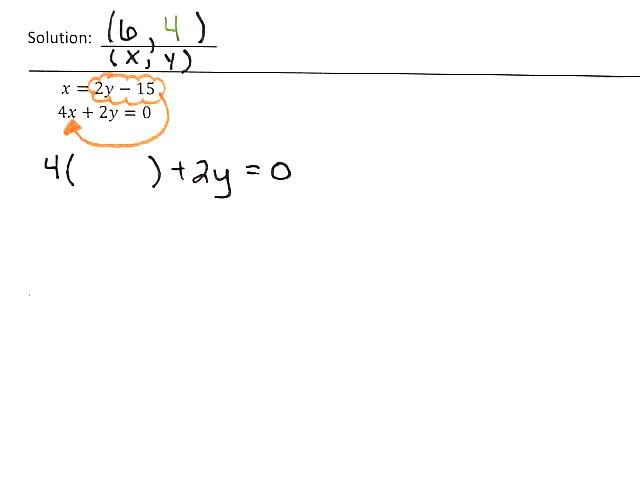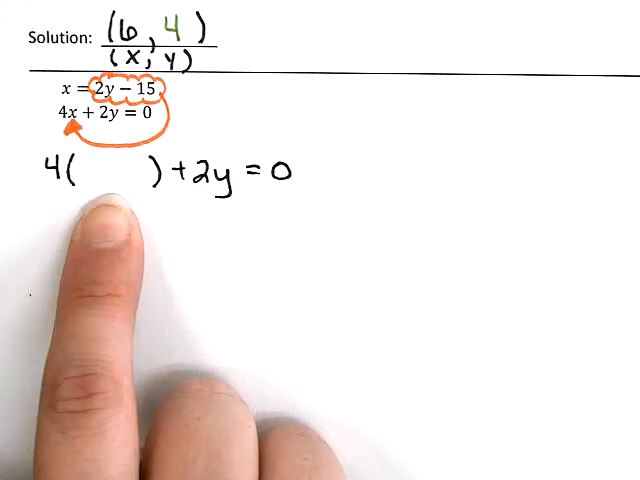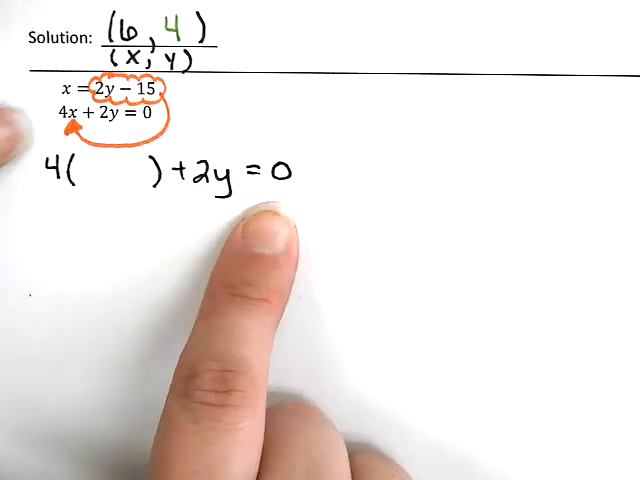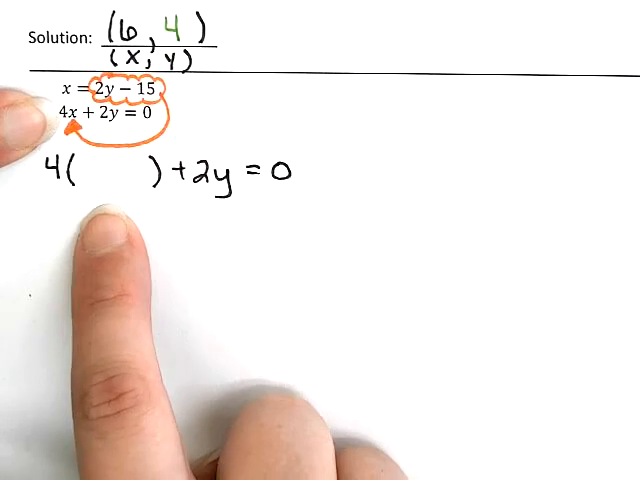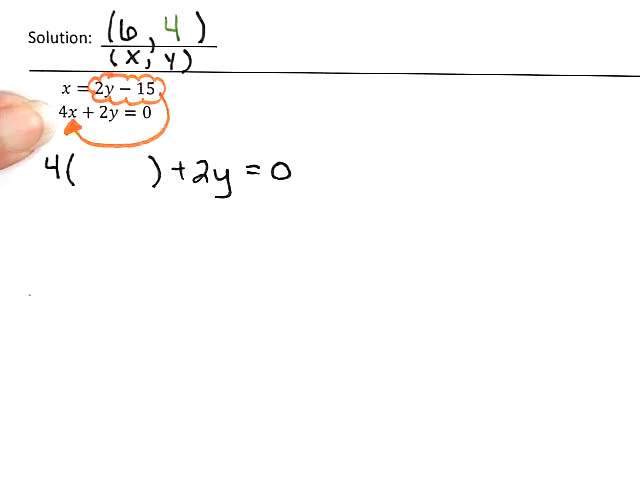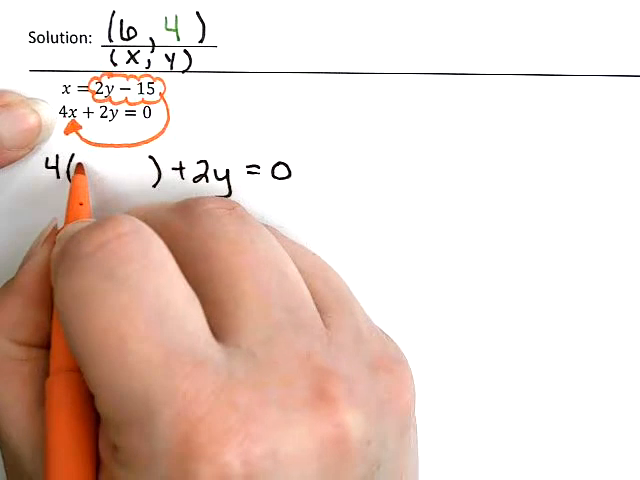I know you guys think I'm silly for wasting time and pausing for a second, but I really do think this is the best way for you to do it. Put those big parentheses and take a step out and make sure this works. 4x plus 2y equals 0. That's this equation right here. And instead of x, I'm going to plug in my blob. I'm going to plug in 2y minus 15.